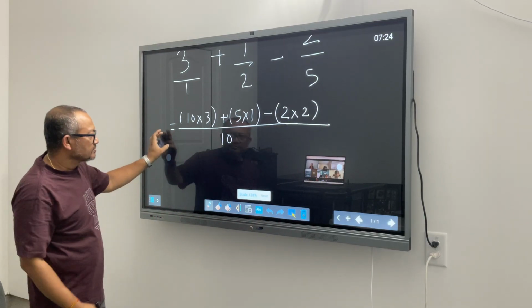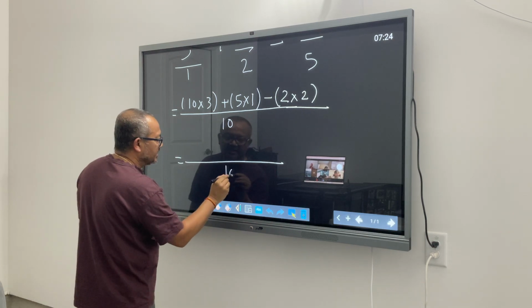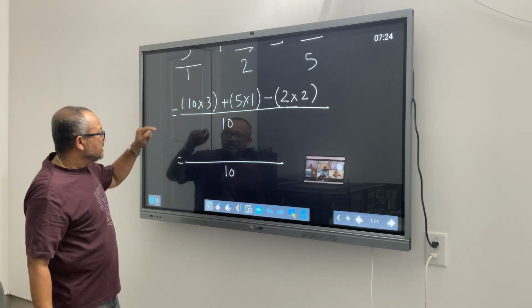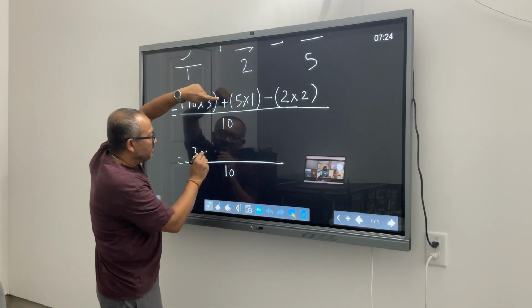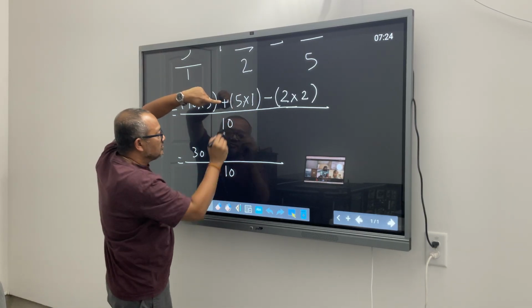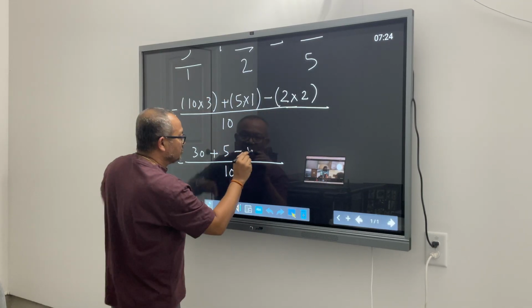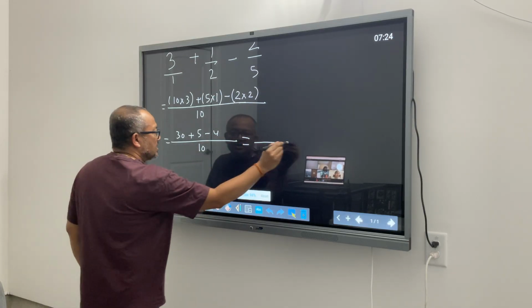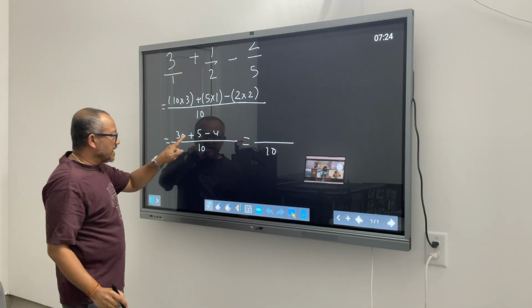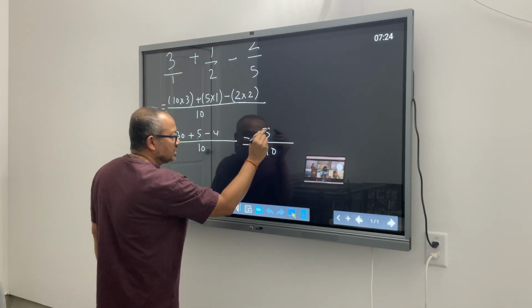Now, what is it that I have here? 10. Then 10 times 3 is 30. Then I have a plus sign here. 5 times 1 is 5. Then I have a minus sign here. 2 times 2 is 4. So what do I have here? 30 plus 5 is 35, minus 4 is 31. 31 over 10.